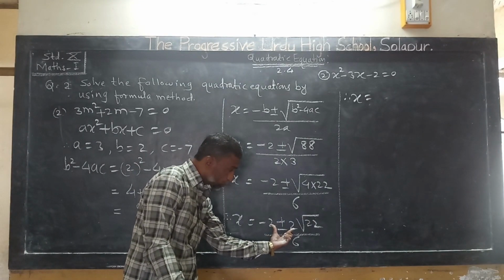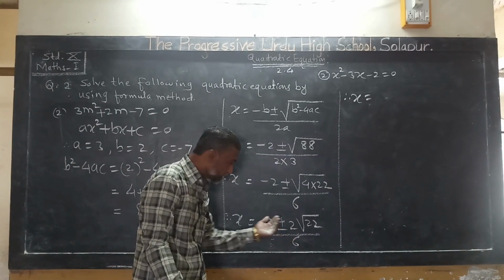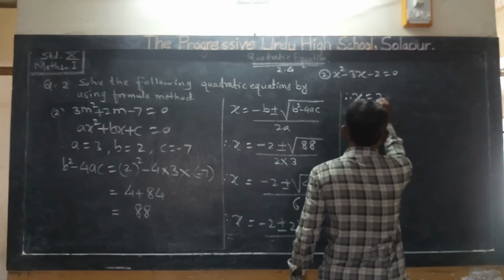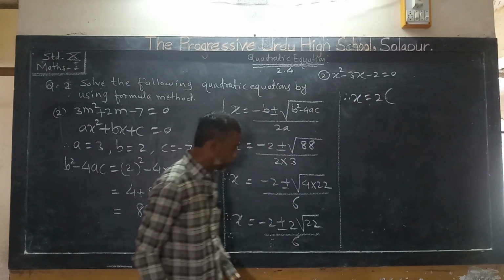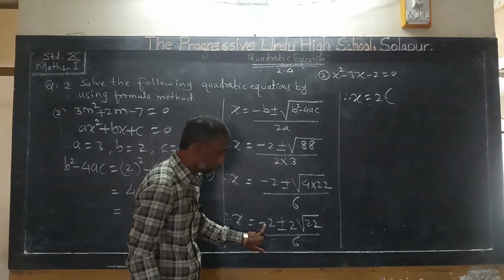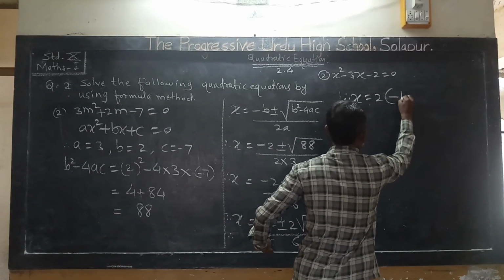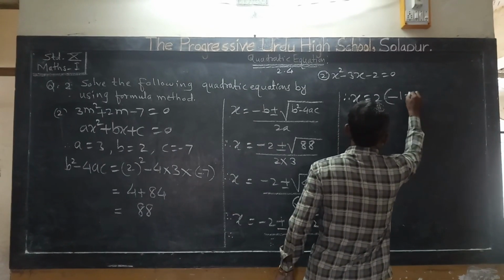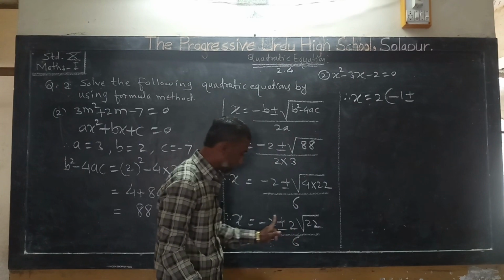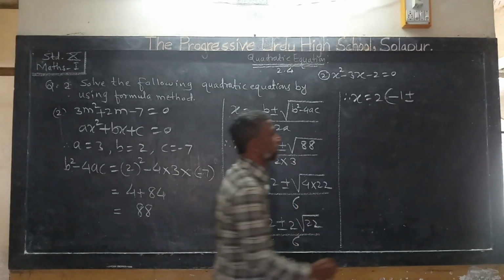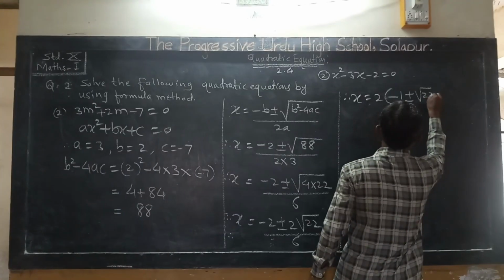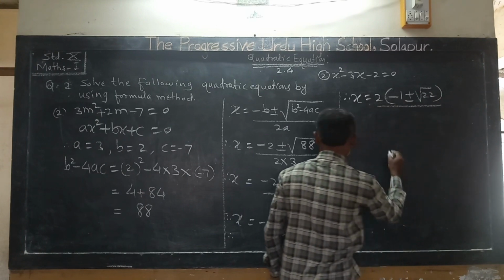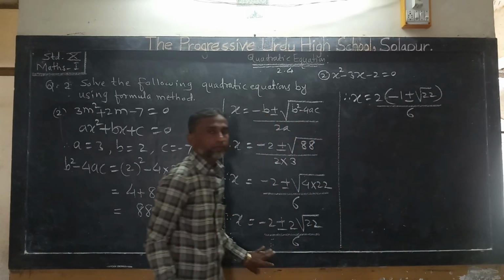So 2 we can take common. We have taken 2 common. Minus 1 will remain, plus minus as it is. 2 we have taken common, root 22 will remain, upon 6.